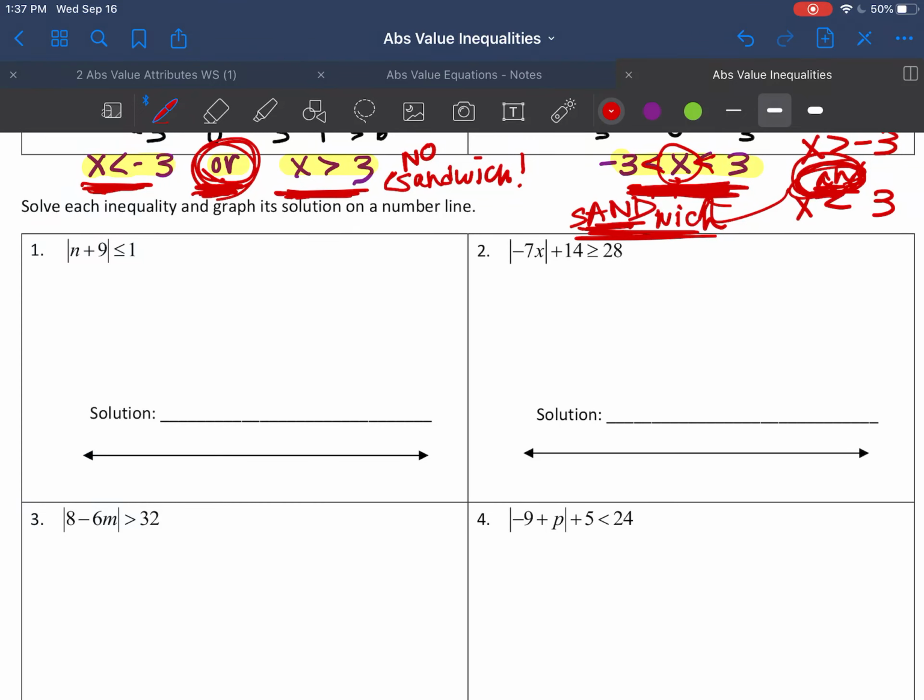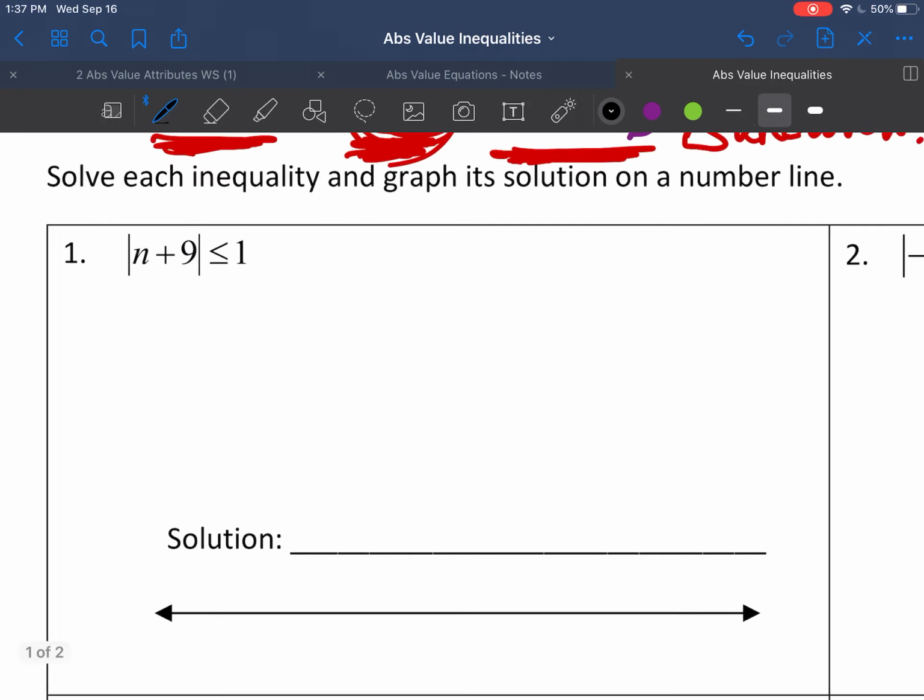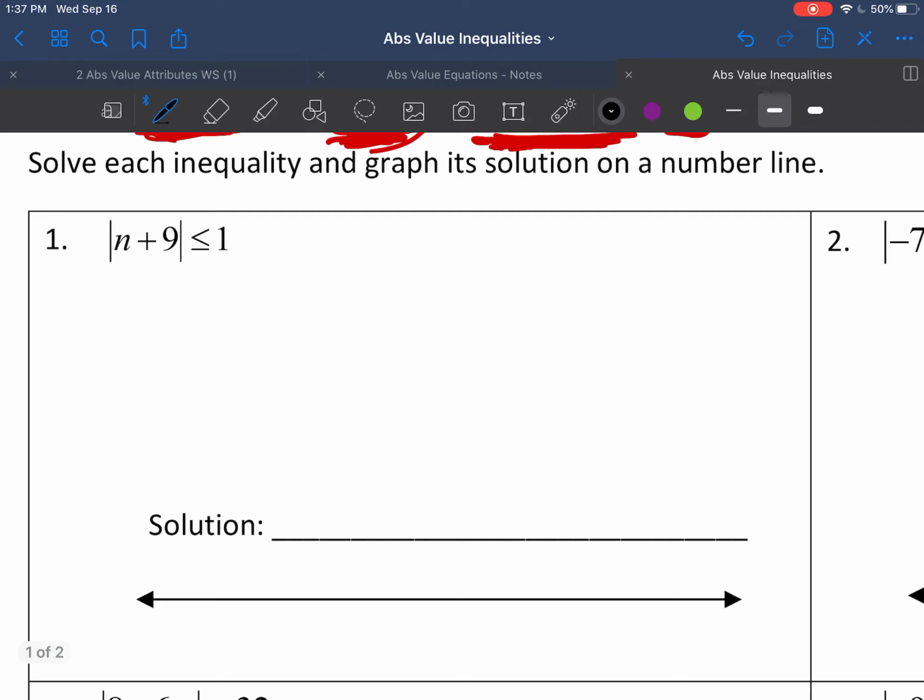Okay, so now we're going to solve some examples. When you're solving absolute value inequalities, you go about it the exact same way as solving equations, in the sense that you need to isolate the absolute value bars first. Don't make any decisions until it's isolated. So on number 1, there's no work we need to do to isolate because these bars are already all by themselves on the left-hand side.